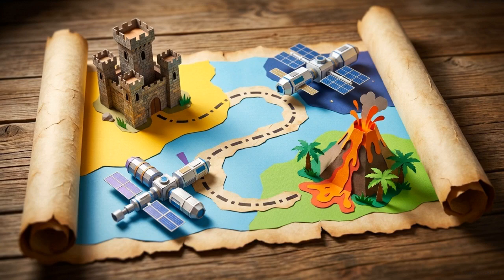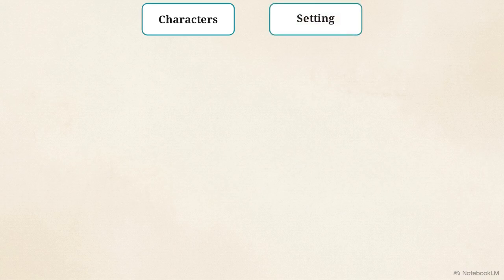If the theme is the glue holding the world together, the story is the map that moves your characters forward. This flowchart shows the foundational building blocks of any story. To start, you need to identify exactly who the story is about, the characters, and where it takes place, the setting. Once we know the who and the where, we establish the beginning.